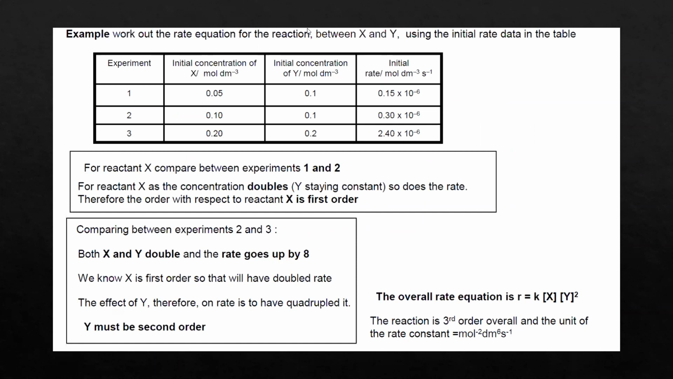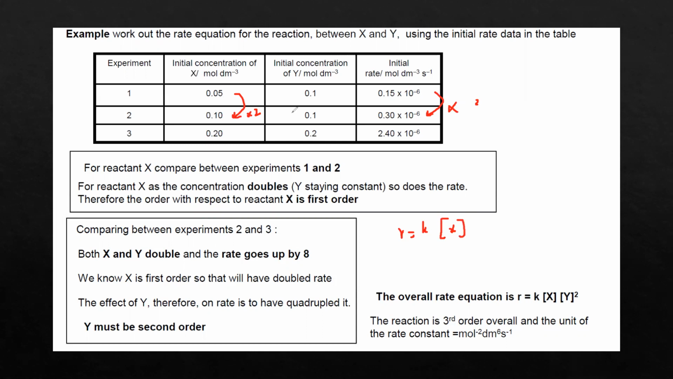Another example is there. But in this example, we are changing both of the reactants, so we have to identify the overall order. Look, first what happened? This is 0. For X, we double, and the rate also doubles. So if X is doubled, the rate is also doubled. So it shows the rate is first order with respect to X.